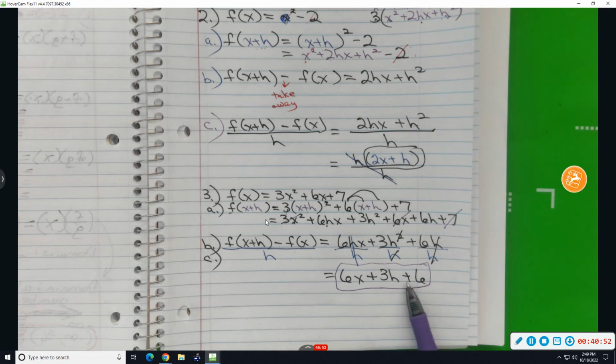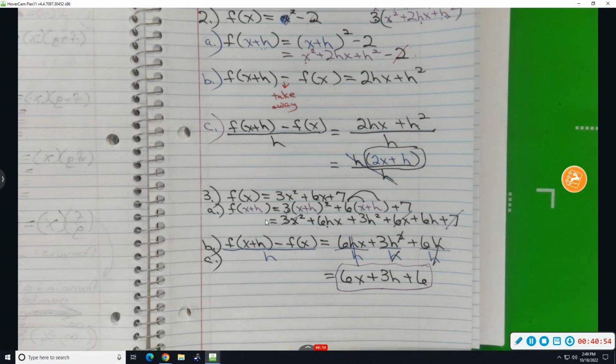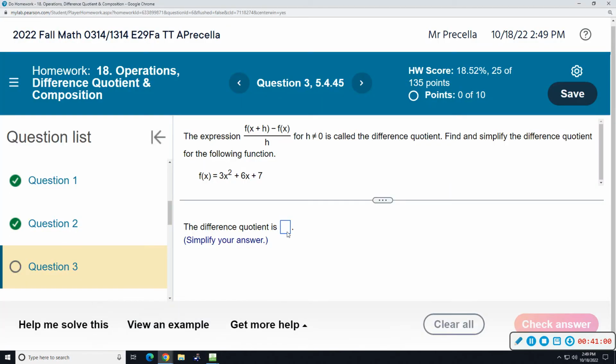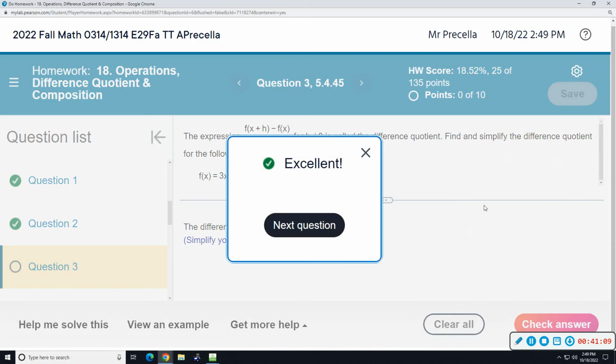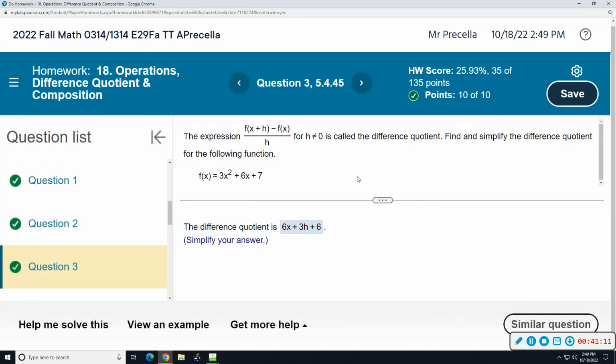And this is the thing they want us to type in: 6x plus 3h plus 6. Any questions there?